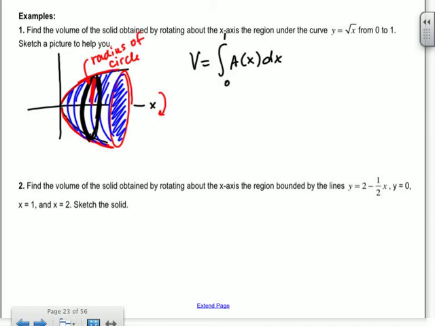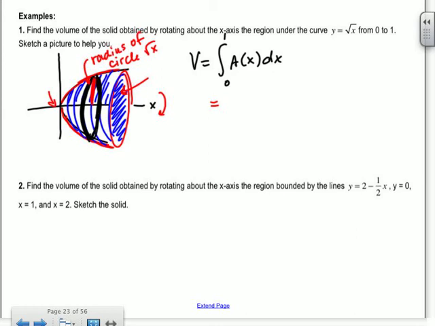Okay, what is the radius of the circle? Good job, Jenny. Do you guys see? It's just the square root of x. It depends on where x is located. If I was way on the end of it, my radius is 1. If I was at the beginning, my radius is 0. If I'm somewhere in the middle, my radius of my circle is the square root of x. So square root of x. Okay?